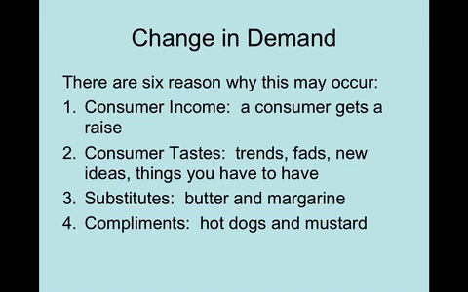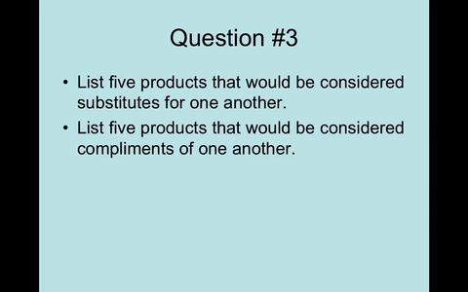Now, that leads us into our next question, and that is this. I want you to give me 5 products. You can't use butter and margarine, and you can't use the ones I just did with hot dogs. But I want you to tell me 5 products that would be considered substitutes for one another. This can just be in list form, you can just list them off. Give me 5 substitute products. And then give me 5 products that you would consider to be complements.